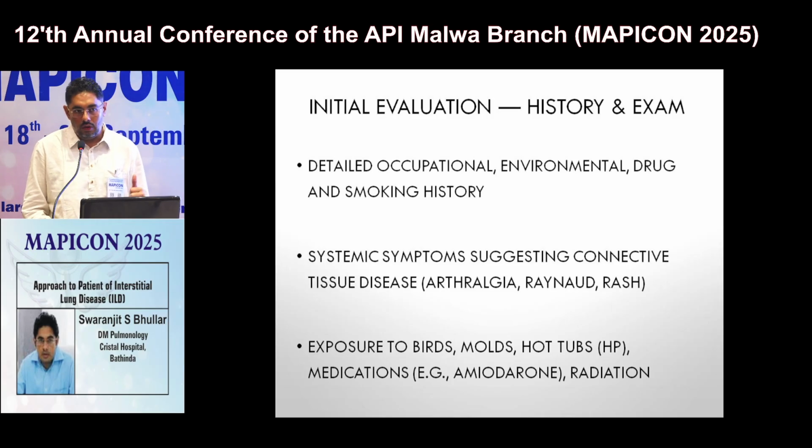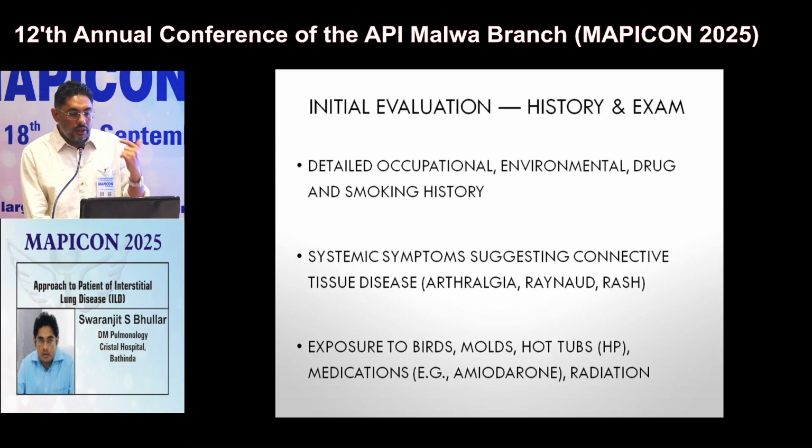Then smoking history. If the patient is a smoker, the chances of IPF increase. Idiopathic pulmonary fibrosis, 90% of IPF patients are smokers. It is very difficult to label IPF in a non-smoker patient. Second is Langerhans cell histiocytosis. Most of these patients are smokers. Goodpasture syndrome, these patients are smokers. So all of these diseases have a very, very strong association with smoking. Now coming to exposures to birds, molds, hot tubs, we have already discussed this.